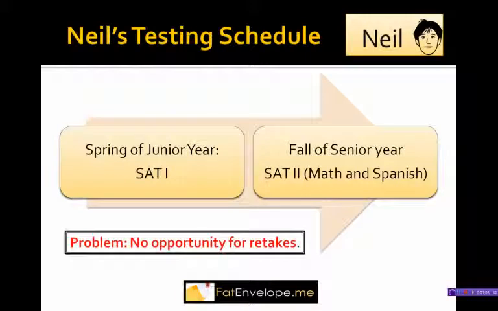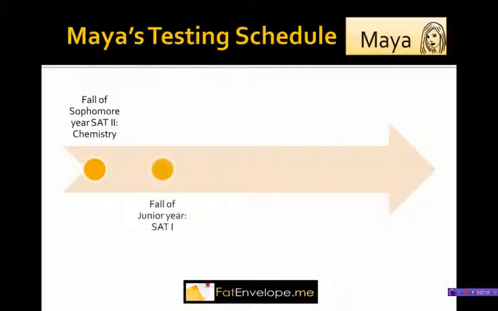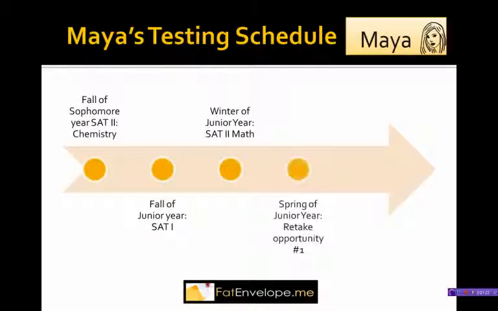Let's contrast that to Maya's testing schedule. Now Maya will take, in the fall of her sophomore year, the SAT 2 chemistry. In fall of junior year, she takes the SAT 1. In the winter of junior year, she takes the SAT 2 math. In spring of junior year, she has her first opportunity to retake any of the exams that she did not do well on. And she has a second retake opportunity the fall of her senior year.